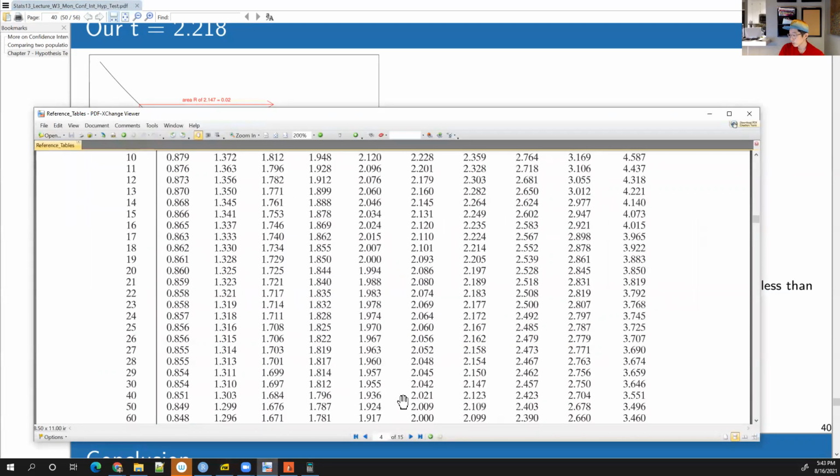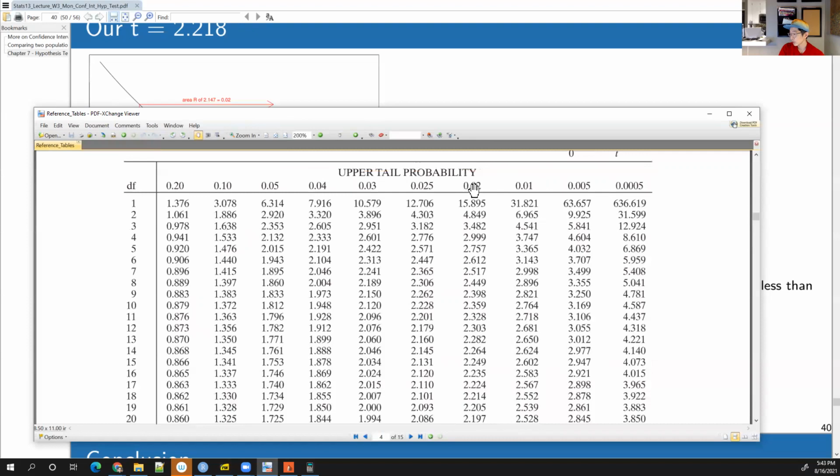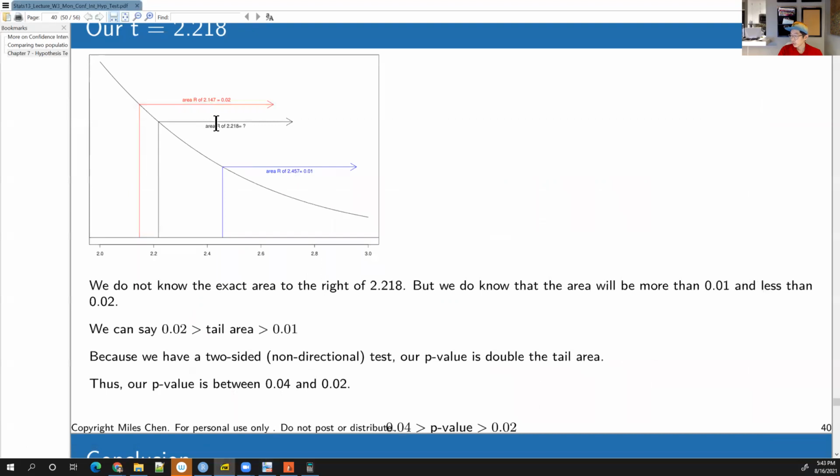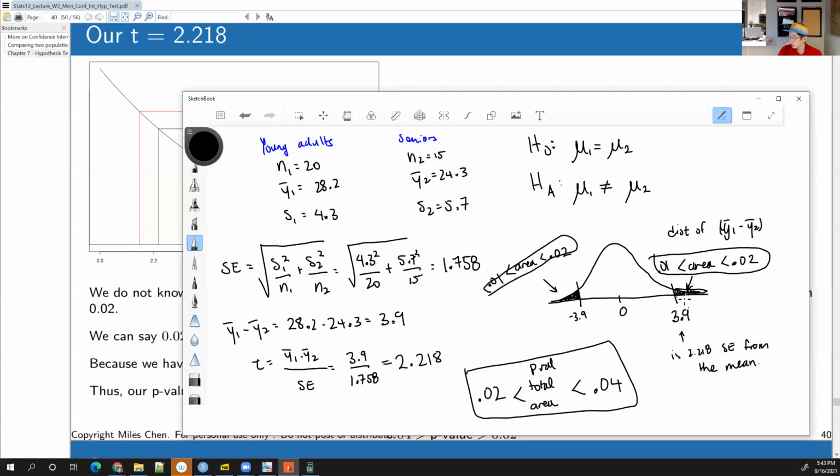And the t-table says, okay, you look at the column headings for 2.147 and 2.457. Those column headings correspond to areas of 2% and 1% in the upper tail. So this area has to be between 1 and 2%, okay? So how did I go from 1% and 2% to 2% to 4%? The picture is, we're looking at this symmetric image where this is a two-sided test. So this area is between 1 and 2%, and we're going to double it.